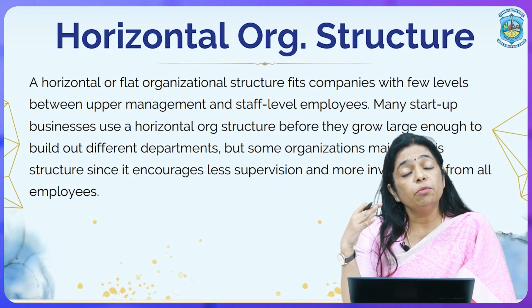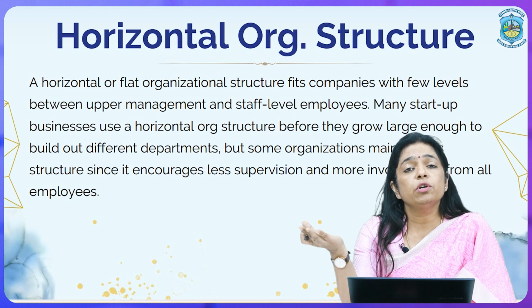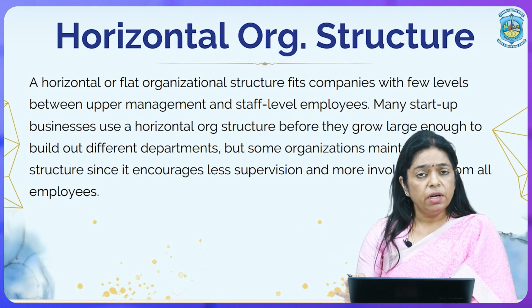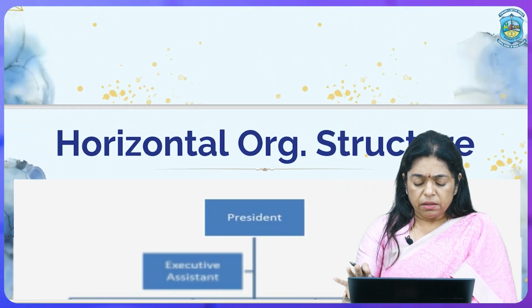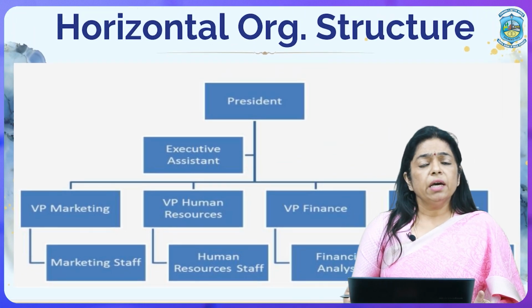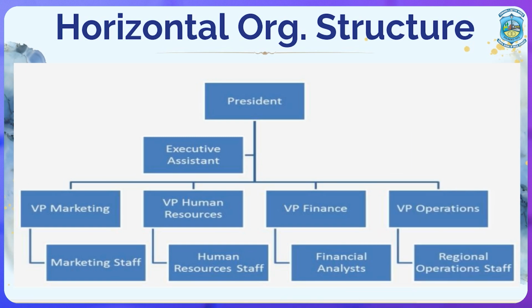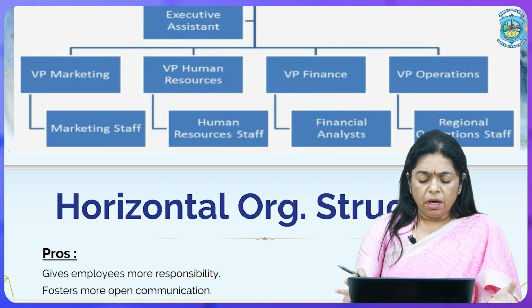Some companies may switch from this organization structure to a separate organization structure depending on their scale and size. This is the line diagram of the horizontal organization structure. President, then you have the executive assistant, then you have the vice president for different departments like marketing, HR, finance and operations with respective staff in their departments.